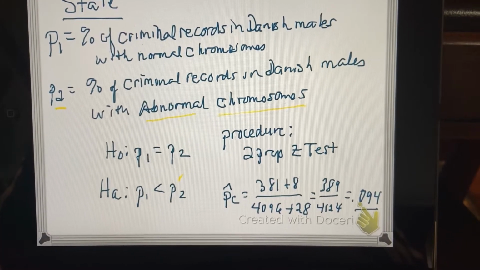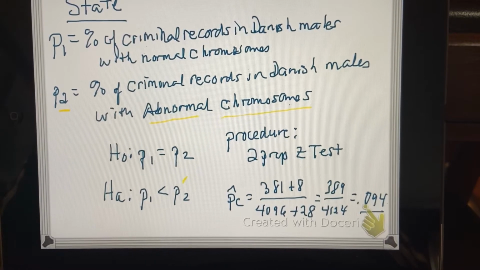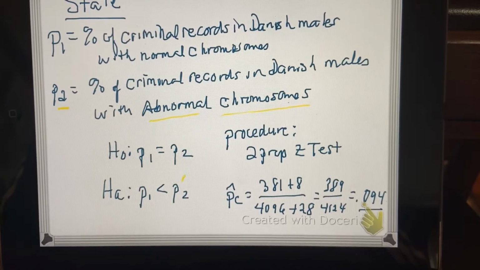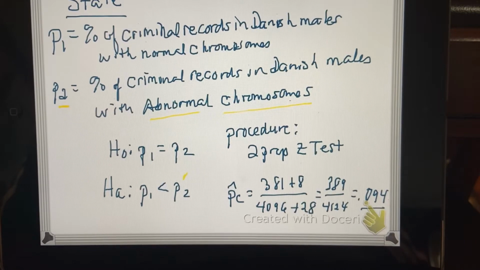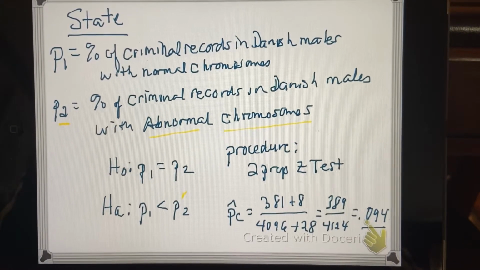My procedure, which I still have to identify, is called a two-proportion z-test. And while I have the screen, I'm going to go ahead and calculate what we call p-hat combined. So remember how that worked.